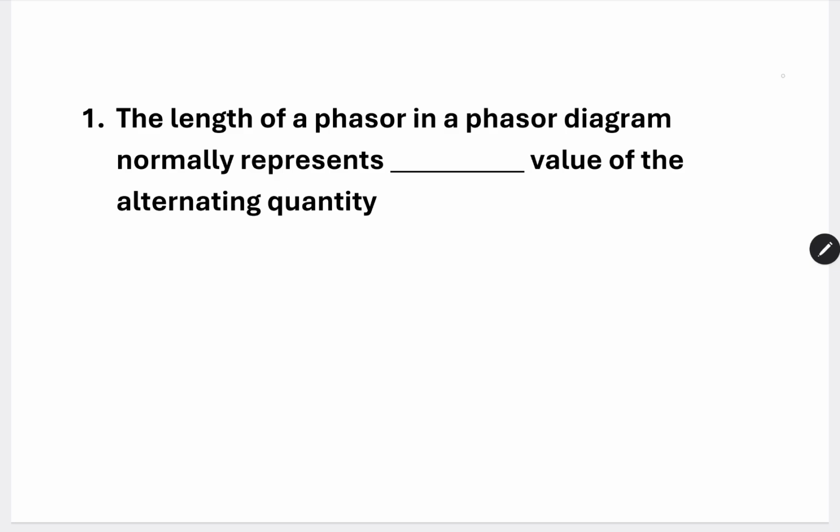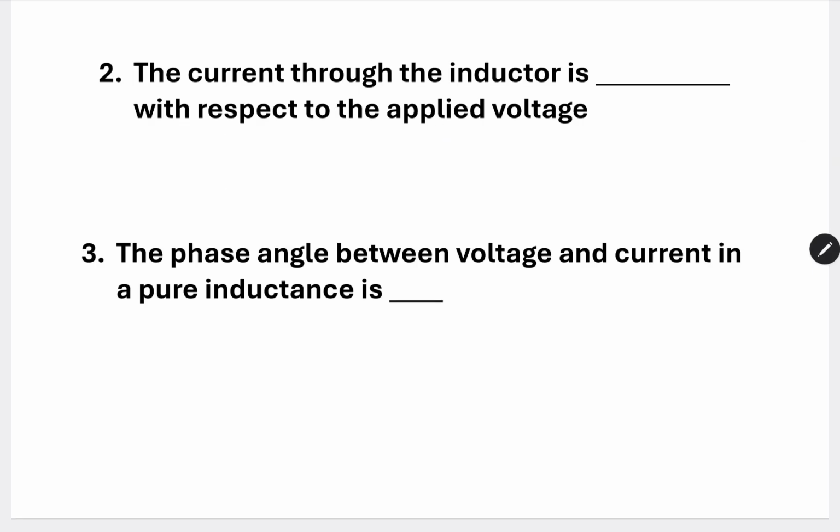Question number 1. The length of a phasor in a phasor diagram normally represents dash value of the alternating quantity. In the phasor diagram, phasor is representing what kind of AC value? So in the phasor diagram, phasor value is going to represent the RMS value. It represents the RMS value.